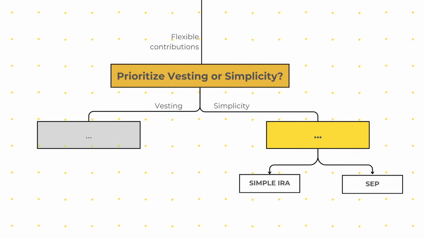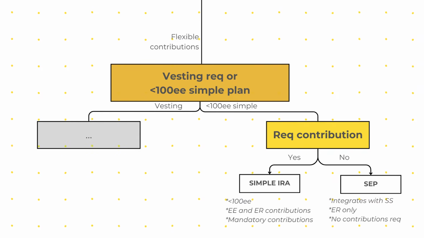Both of these plans are designed to be simple. The trade-off being they both vest 100% immediately. So how to choose between them? Well, SIMPLE IRAs can be installed in businesses with less than 100 employees. They allow for both employer and employee contributions, and the employer must make either a 2% flat contribution or 3% match.